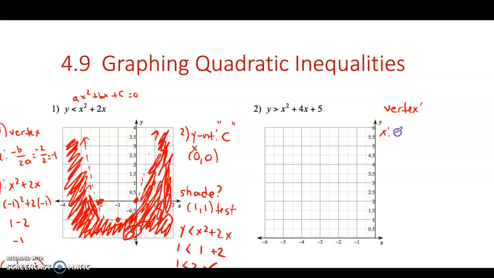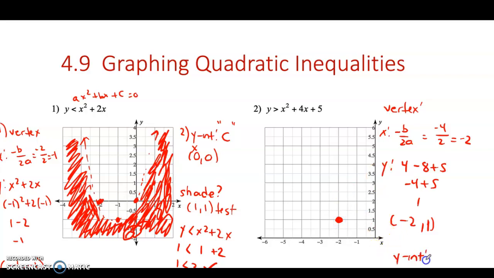So the x-coordinate is negative b over 2a, which is negative 4 over 2, which is negative 2. The y-coordinate is going to be negative 2 squared, which is 4, minus 8 plus 5. Again, how did I get that? I substituted negative 2 into the original. So we're going to get negative 4 plus 5, which is 1. So my vertex is negative 2, 1. So we're going to plot that, negative 2, 1. And then I'm going to find the y-intercept, which is just my c. So it's going to be 0, 5.